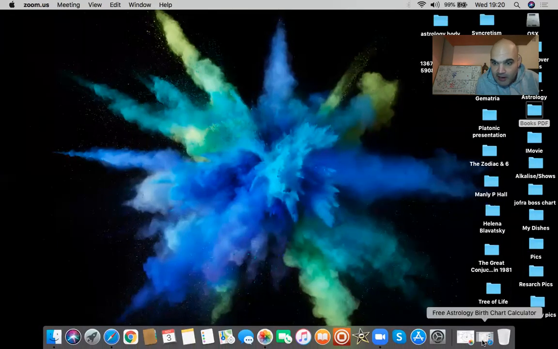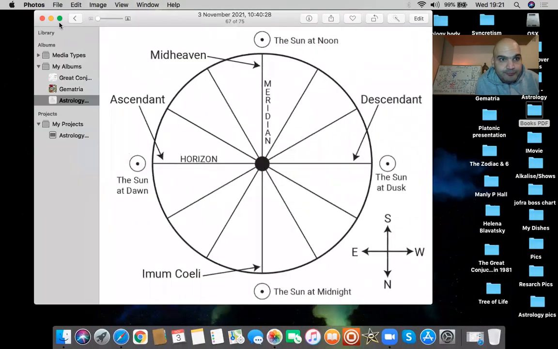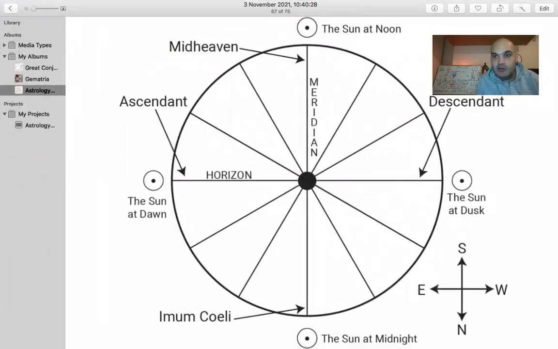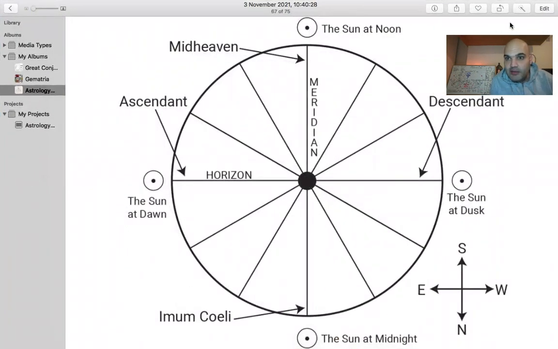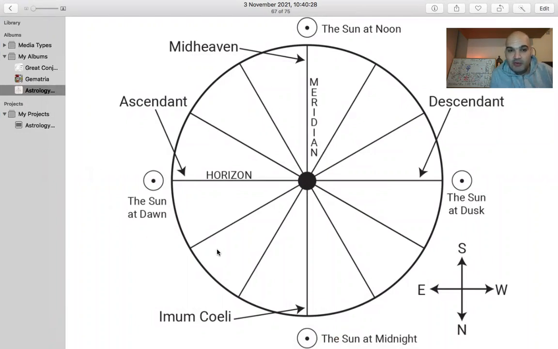So what I'm going to do now is share my screen, and we're going to get a basic concept of what an astrological chart looks like. So let me just share my screen and bring this up. Let me move this to the side a bit. So this is what would be called an astrological chart. Each one of these sections here are called houses. So the first house is here, second, third, fourth, fifth, sixth, seventh, eighth, ninth, 10th, 11th, and 12th.